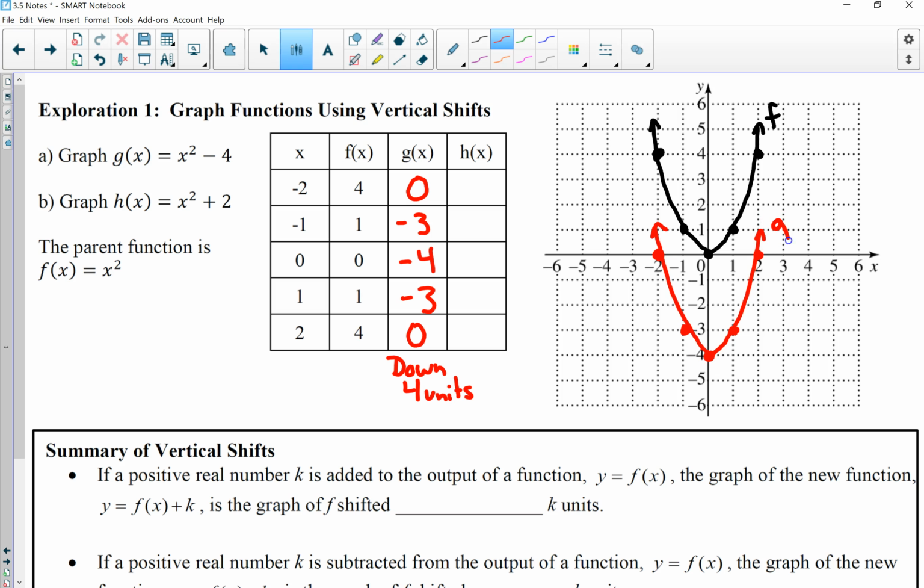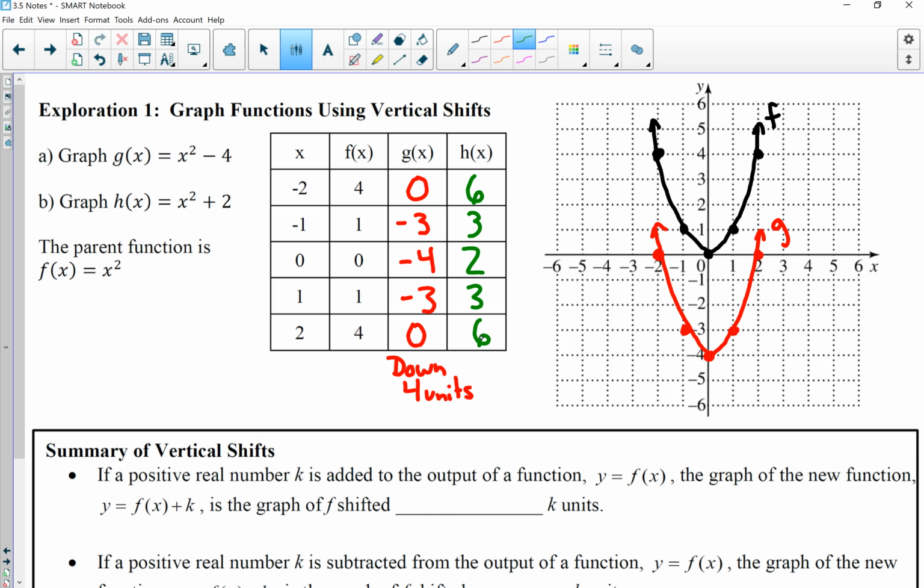That's our function g. And then our last function, we want to take our squared parent function and add 2 this time around. So we're taking all of the squared values, so 4, if you add 2 to that gets you 6, 1 if you add 2 gets you to 3, 0 add 2 gets you to 2, 1 added with 2 is 3, and 4 added to 2 is 6.